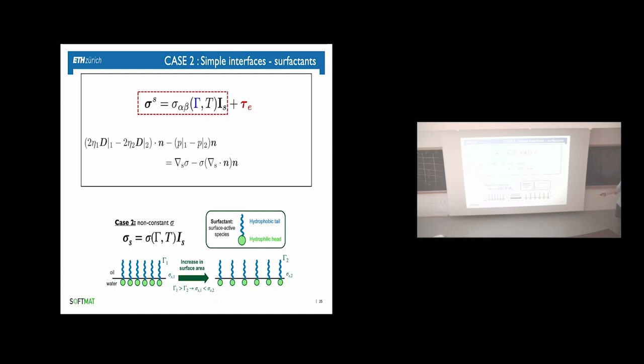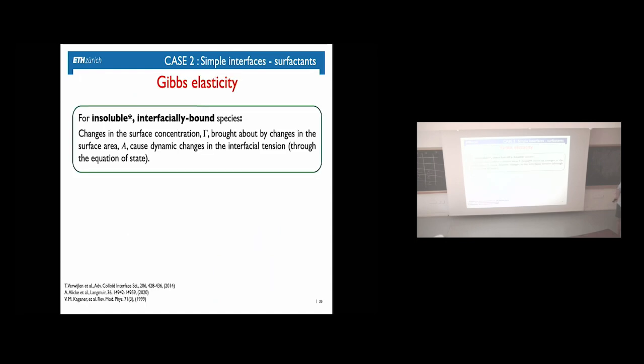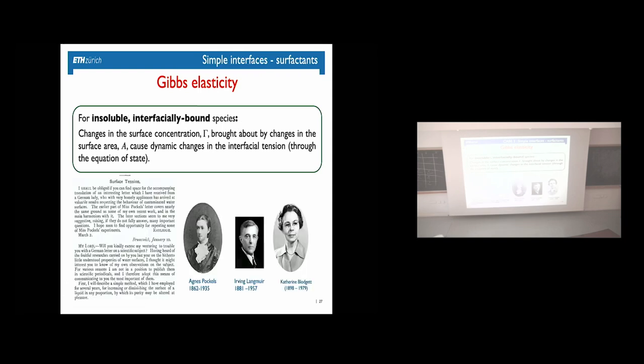So here I have surface surfactants, and the surface tension can be a function of concentration. Concentration depends on area. If I increase the area, I will decrease the concentration. I will increase the surface tension, okay? So what does this mean? I will see an apparent elasticity, and this is measured a lot. It's called the Gibbs elasticity. In bulk, we would call this compressibility, or the modulus associated with that. And we have changes in surface concentration brought about by changes in area, right? And I can measure that.